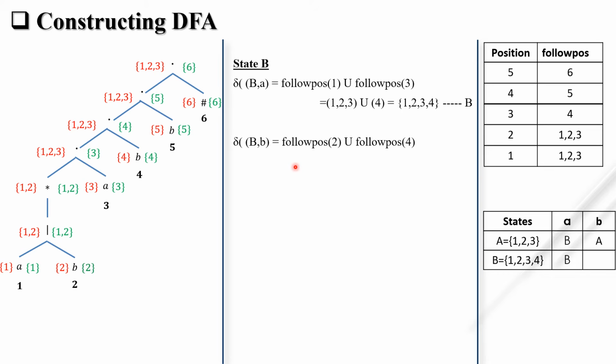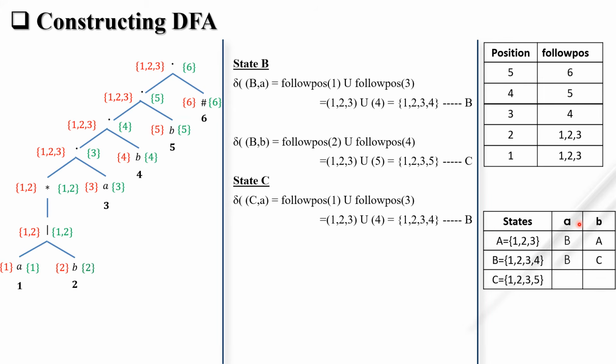Next we have to find B of B. What is our B? 1, 2, 3 and 4. 1 is not labeled as B. 2 is labeled as B. That's why we write here the follow position of 2. 3 is not labeled as B. 4 is labeled as B. That's why we write here the follow position of 4. So we have to union the follow positions of 2 and 4. What is the follow position of 2? 1, 2, 3. And what is the follow position of 4? 5. So what is the answer? 1, 2, 3 and 5. That is a totally new state. That's why we label it C. So what is the answer here? C. So next we have to find the transition function of C on A and C on B.